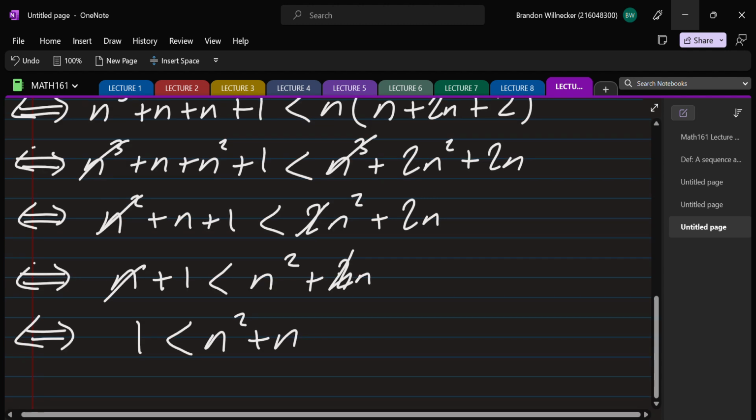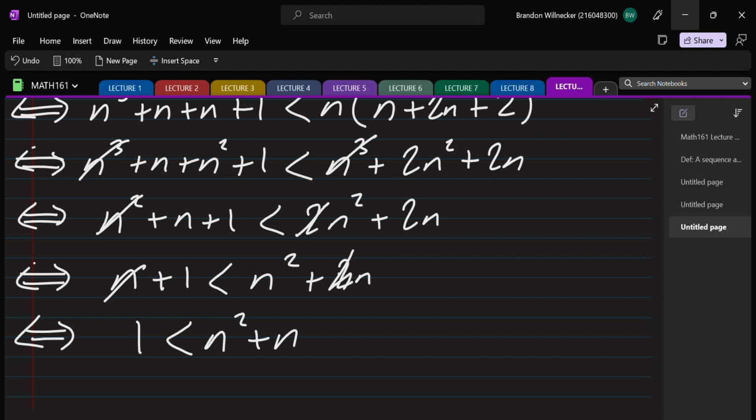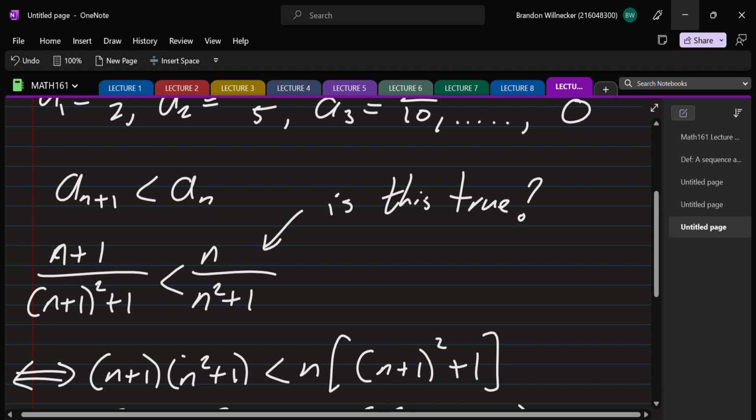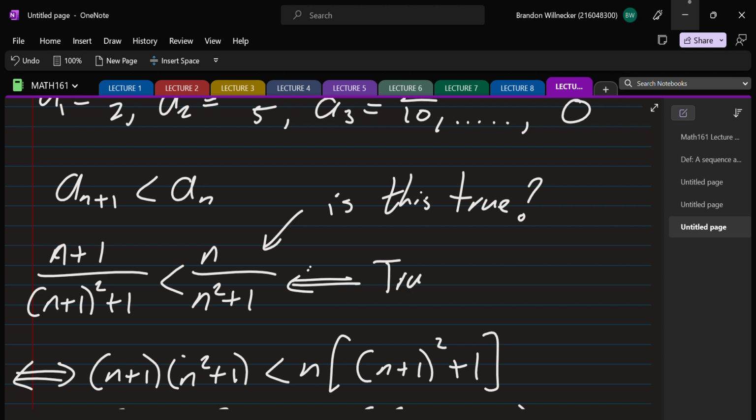Now, if we look at the right-hand side, n^2 + n, if we substitute 1, we're going to get 1 plus 1, which is 2. For anything more than 1, the right-hand side is definitely bigger than 1. So this is true. So since that is true, and all of the previous lines were equivalent, it means our first line is also true. So this is, in fact, true. Okay, which is what we wanted to show. We wanted to show that this is, in fact, decreasing.